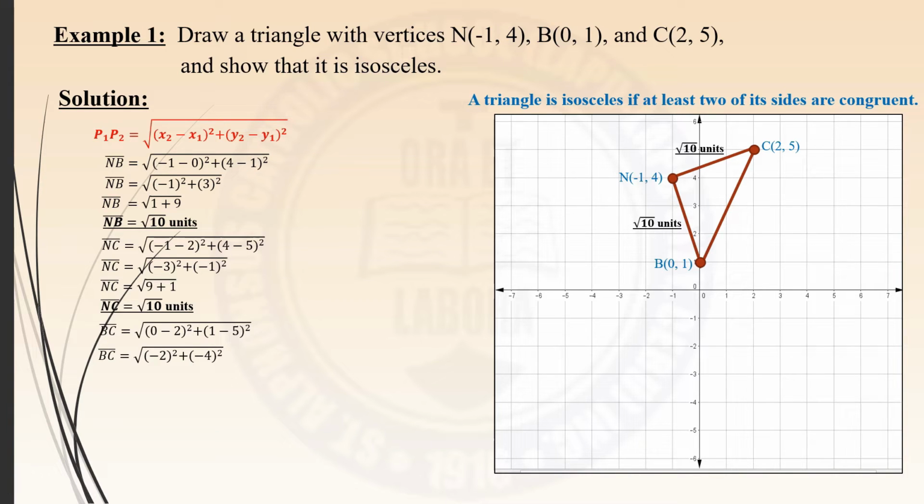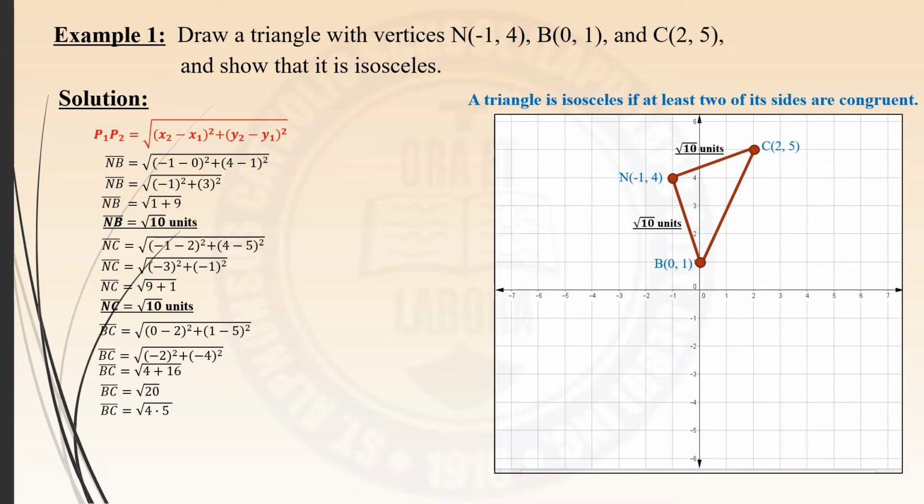So our solution will become line segment BC is equal to square root of negative 2 squared plus negative 4 squared. Then simplify. Negative 2 squared, the answer is 4. Negative 4 squared, the answer is 16. And then add, and the answer would be square root of 20.